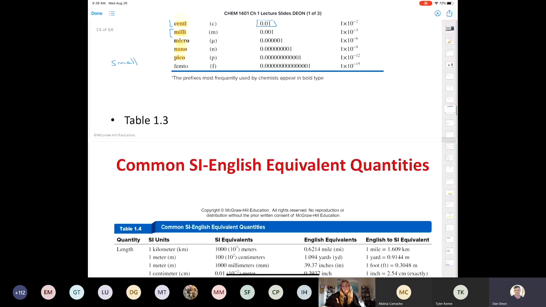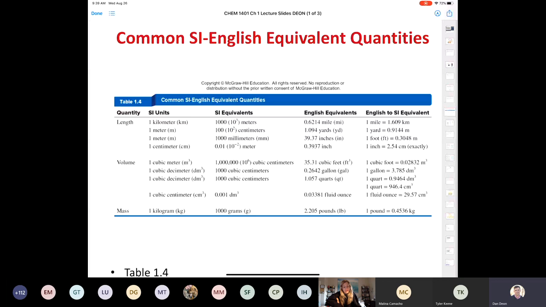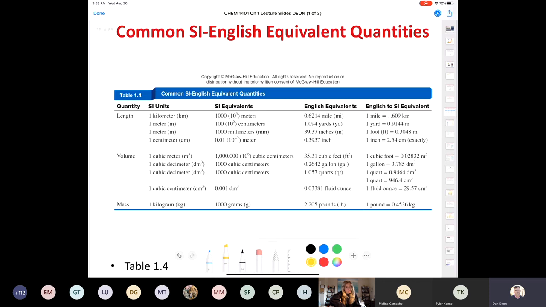Let's talk about common SI to English equivalent quantities. If you grew up in America and were educated in this country, which I wasn't, I did all my education in Canada, you're probably aware of some of these conversions already. Let's start with a meter. A meter is about the same length as a yard. You can see right here that it's actually a little bit longer than a yard. It's 1.094 yards.